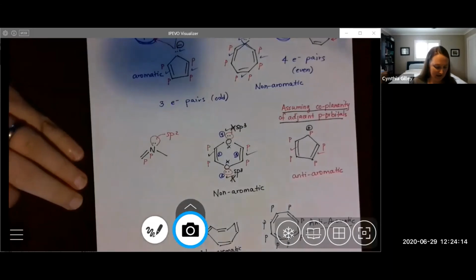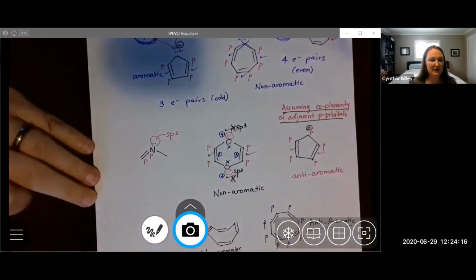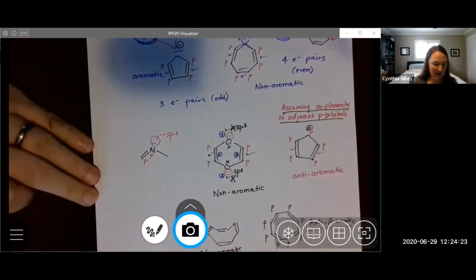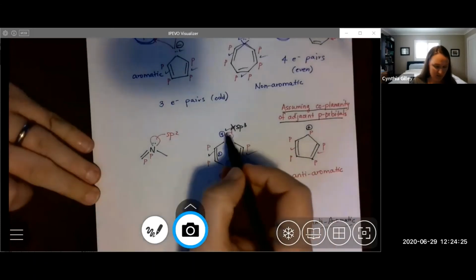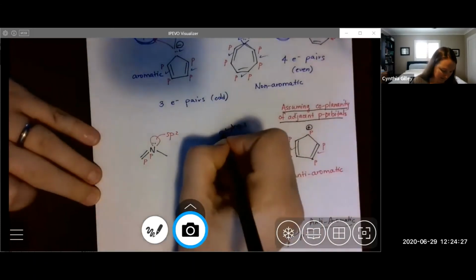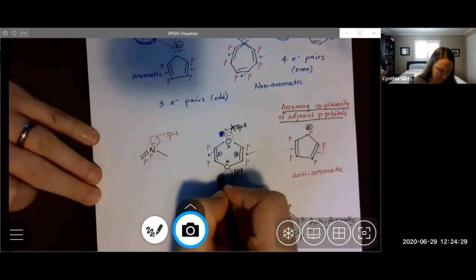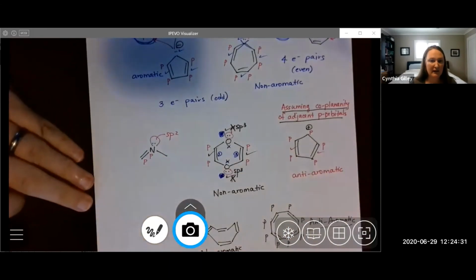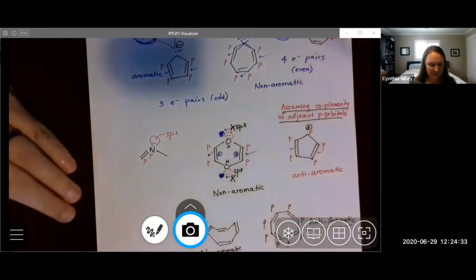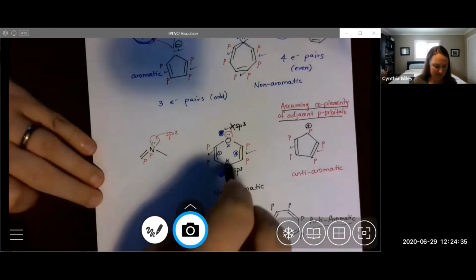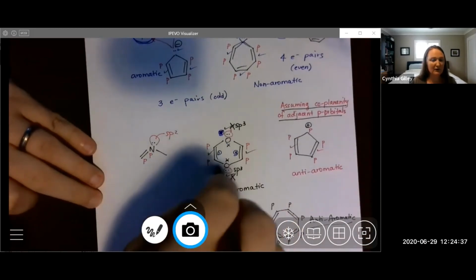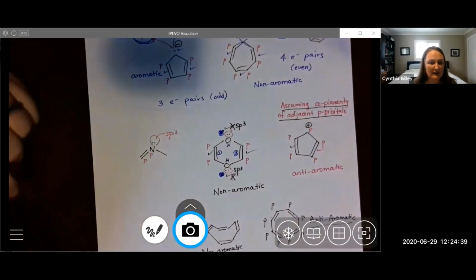And if I do that, I have an even number of electron pairs. That's going to make it anti-aromatic. That's not good. That's not stable. So as a result, these won't go into p orbitals. If they don't go into p orbitals, then they go into a hybridized orbital, then I don't have a p orbital on these oxygens. I don't have a p orbital, I can't be aromatic or anti-aromatic.